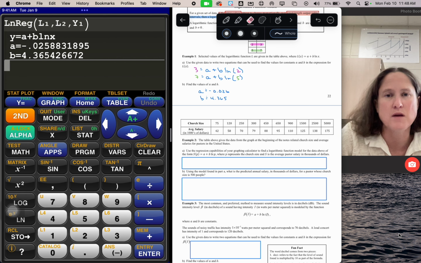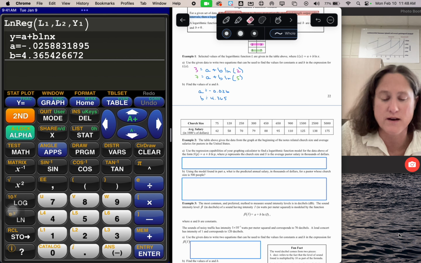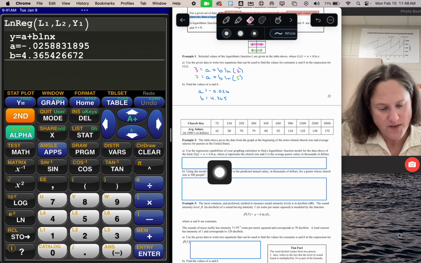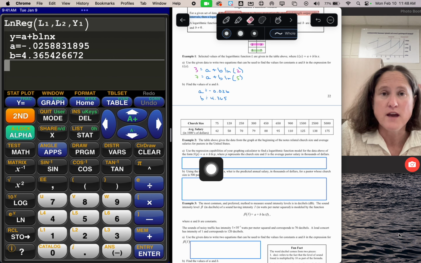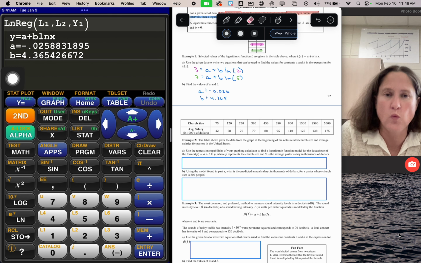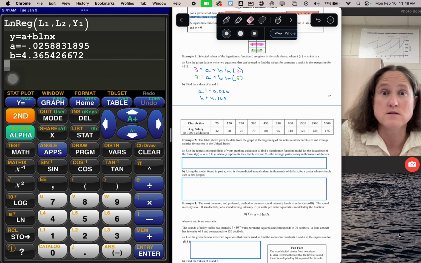So go ahead, pause the video, and go enter this new table for example 2, which talks about that same example as we had up above, the church size and then the average salary in thousands of dollars, of course. But go ahead and enter that into your graphing calculator so that we can go ahead and run the regression model. And you will notice we are fortunate enough that this regression model, S of P, is also in that form, A plus B times the natural log of P, which is exactly what our calculator gives us. And that's the only one that our calculator will give us, okay? So go ahead, pause, enter that table of values, and then try to run the natural log regression. And once you think you're ready, go ahead and press play to check your work with me.